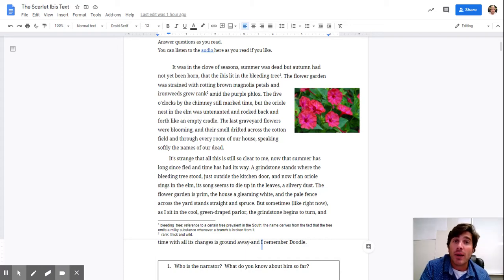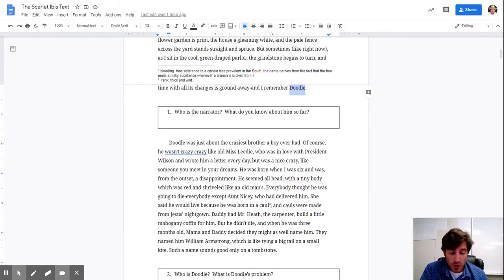It's simply the narrator, and we learn very quickly that the narrator is Doodle's older brother. And so Doodle is a boy, which is perfect because we now come down and say that Doodle was nice crazy, which I think is kind of funny. He's not insane crazy, he's nice crazy. Like a goofy, funny person is what makes me think about it.